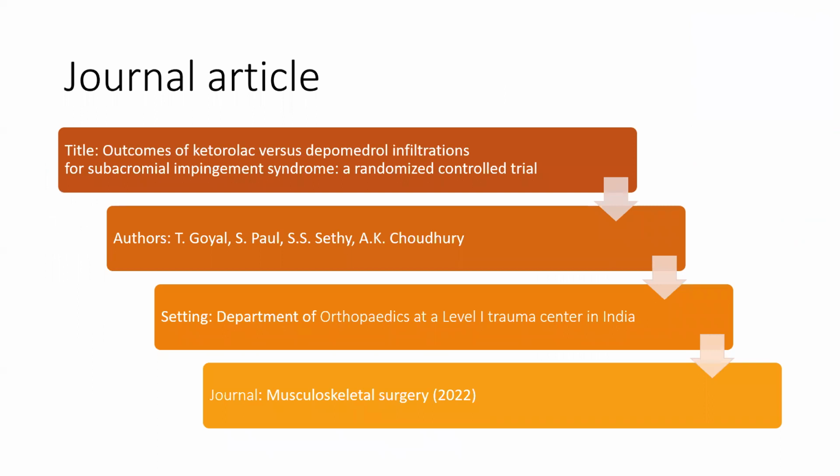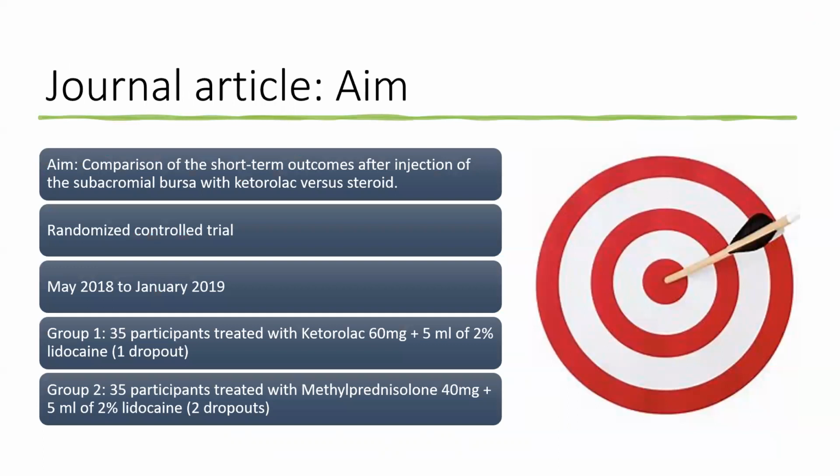We will be reviewing the journal article, Outcomes of Ketorolac versus Depomedrol Infiltrations for Subacromial Impingement Syndrome. This was a randomized controlled trial conducted by a team of orthopedic surgeons, including Dr. Goel and team. This was conducted at a level 1 trauma center in India and published in Musculoskeletal Surgery Journal. The authors wanted to compare the short-term outcomes of Ketorolac versus steroid injection into the subacromial bursa.